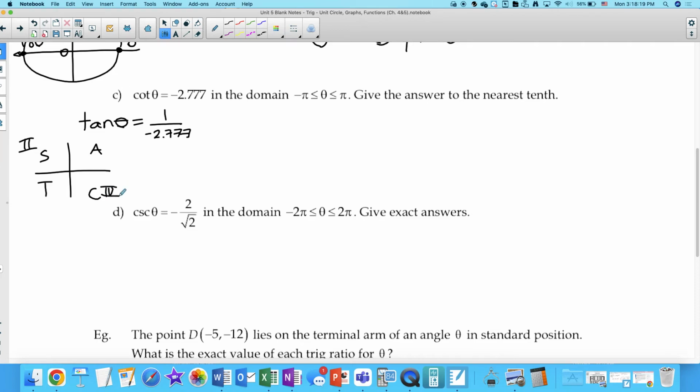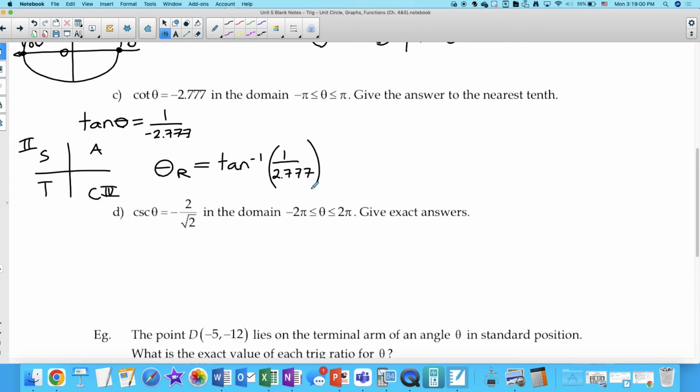Okay. Now my next order of business is to figure out my reference angle. The reference angle is the inverse trig ratio of whatever the absolute value of this is. So when that trig ratio is negative, you've got to make it positive to find the reference angle, because the reference angle is in quadrant 1. Everything in quadrant 1 is positive. Okay? So this is going to be tan inverse of 1 over 2.777. That's my reference angle. And my domain is in radians.